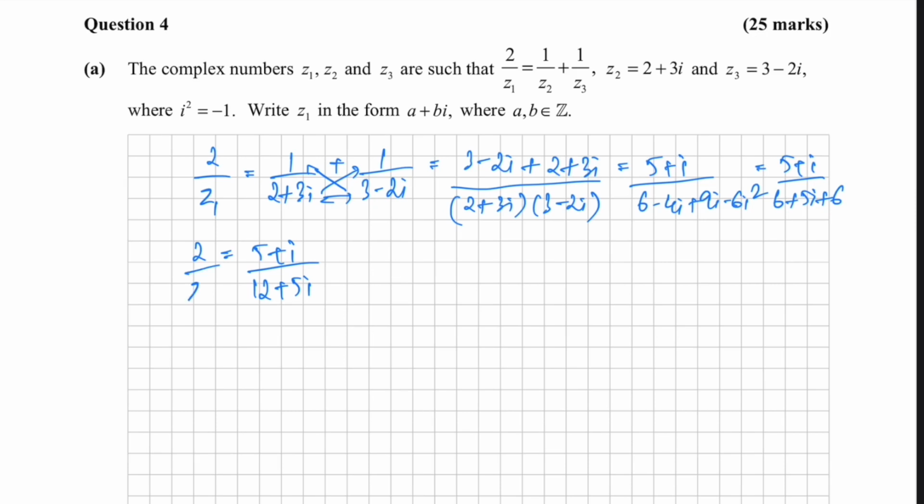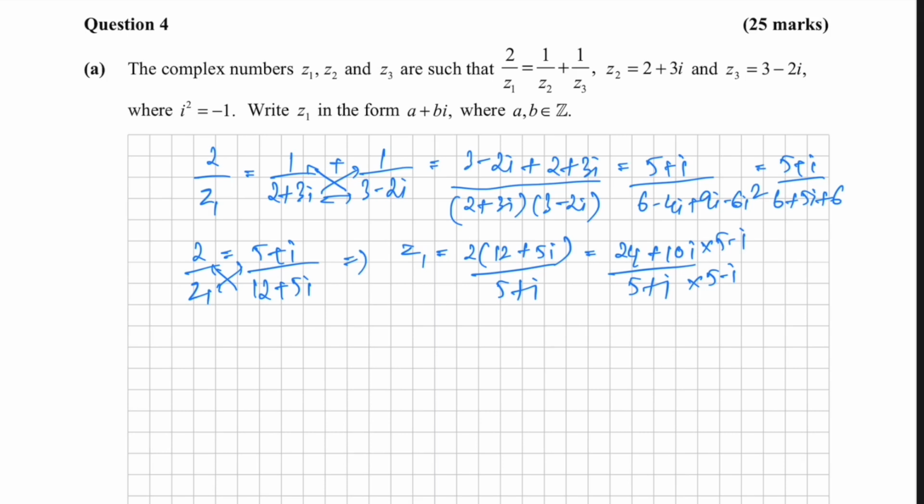2 over z1. Now we will cross multiply to have z1 on one side and the rest on the other side. This is rearranging. We'll have z1 will be equal to 2 by 12 plus 5i divided by 5 plus i. So this becomes 24 plus 10i over 5 plus i. So we have to rationalize the denominator. So multiply by 5 minus i in the numerator and the denominator.